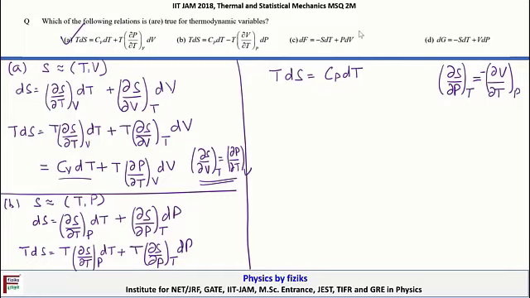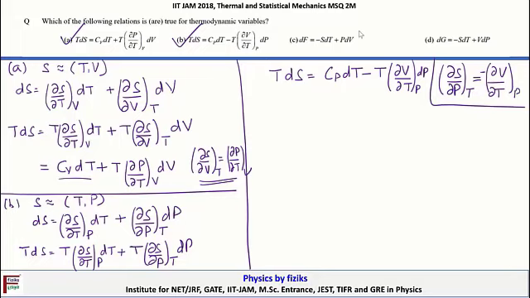Okay, so we are going to replace this dS by dP at constant temperature with minus dV by dT at constant pressure. So I can rewrite this as minus T (dV/dT) at constant pressure, multiplied by dP. Let's see whether it's the same thing that's given in B. Yes, TdS is equal to Cp dT minus T (dV/dT)_P dP. So that means option B is also correct here.